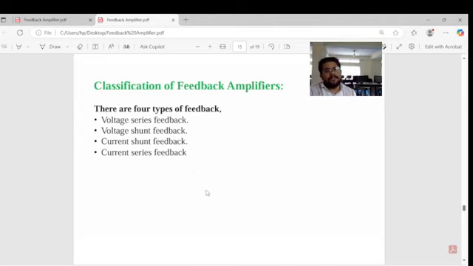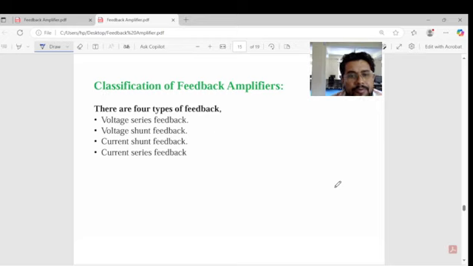Then we will see our next class. The subject is analog electronics. In this class we will discuss the classification of feedback amplifiers. So we can do the classification in amplifiers.